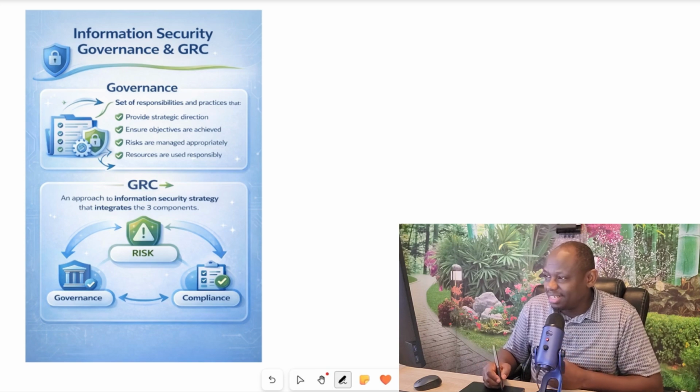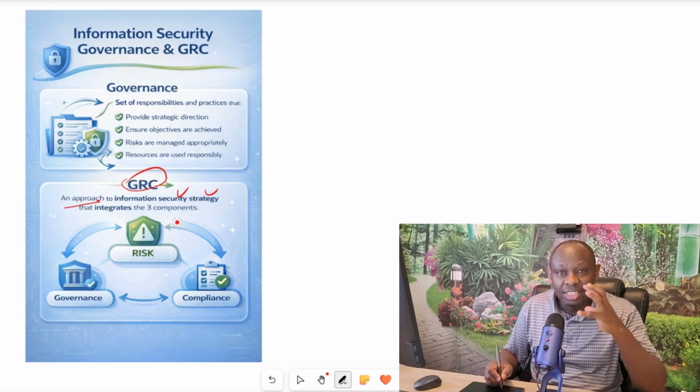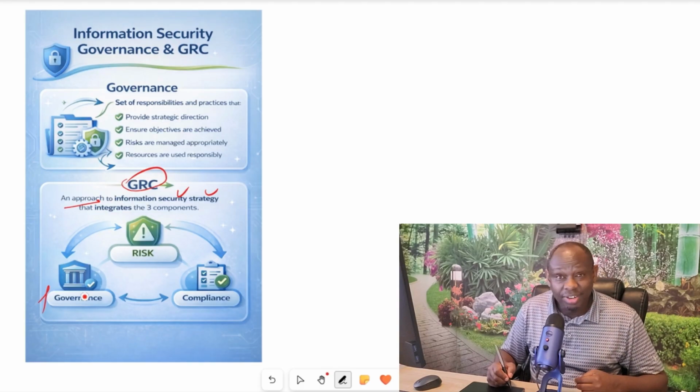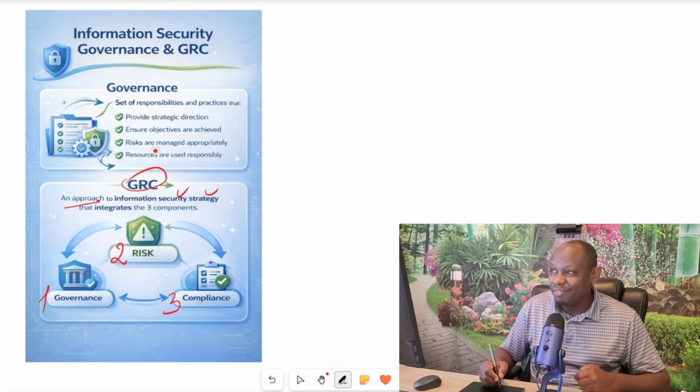What is GRC? GRC is an approach to information security and strategy. You have security and strategy that integrates three components. The first one is governance, risk, and compliance. Therefore, GRC. Today, we are going to see governance.